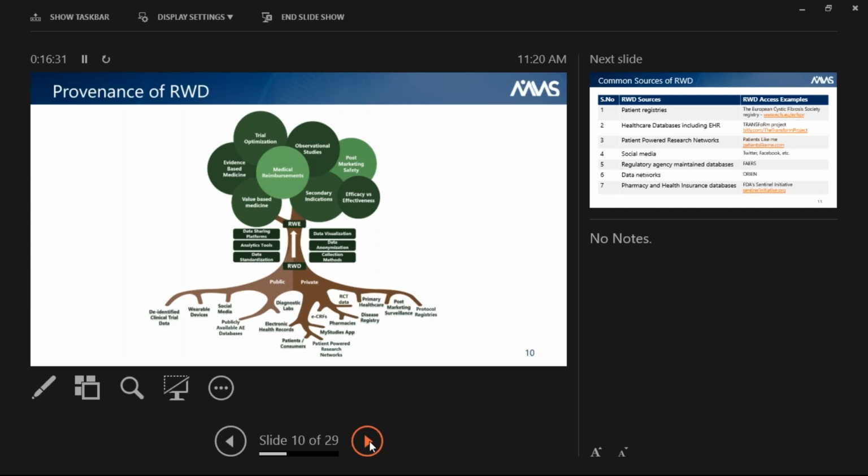First, we have to identify what kind of real-world data we need. Do we need social media? Do we need primary healthcare data? Do we need disease registry data? Identify the data and collect everything together. What are our collection methods?